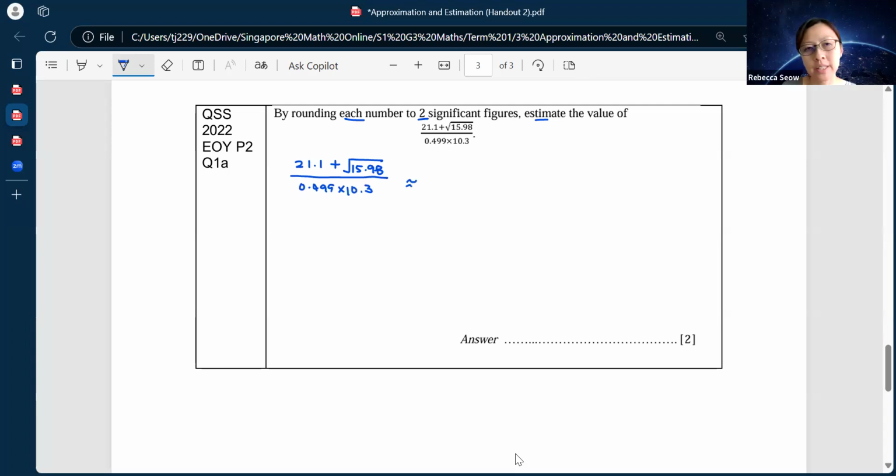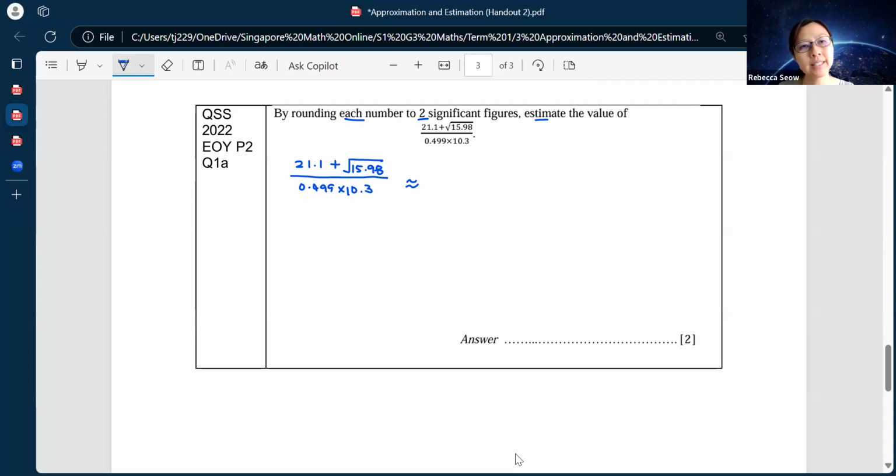I am going to use the approximate sign because whatever I have estimated is not equal to whatever the question gives, right? So I need to be careful about the sign that I use. It's not an equality sign. So meaning to say we do not abuse the equal sign. Okay, so let's estimate by rounding each number to 2SF.